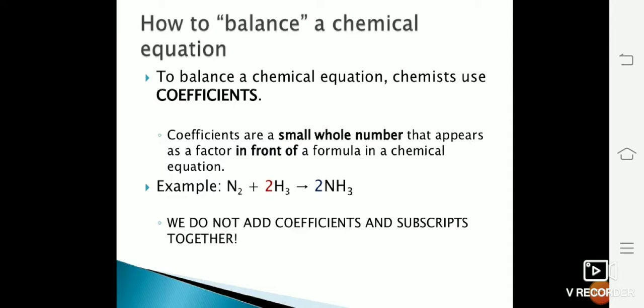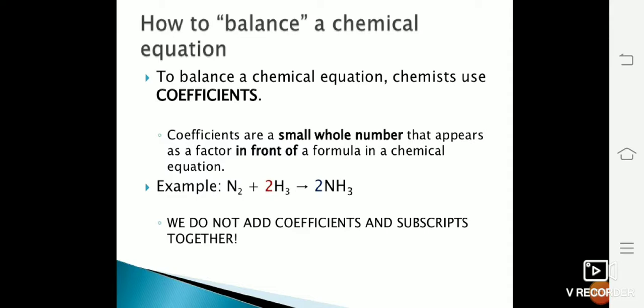Like you can see here on your screen, I have written 2 in red numbers in front of hydrogen, and you can see the equation is N2 plus H2 gives you NH3. That was the unbalanced equation. To balance this equation, what we have done is we have multiplied hydrogen by 3 and multiplied the entire ammonia by 2. Now you can check the balanced equation.